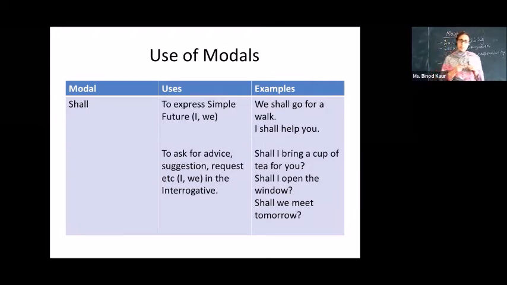And in bracket I have written IV, in the interrogative. Shall I bring a cup of tea for you? Shall I open the window? Shall we meet tomorrow? So to ask for advice, suggestion, request, etc. in the interrogative. Interrogative means where you have questions. You must know what are interrogative sentences, affirmative sentences, negative sentences. I'll see if I have slides of these sentences. I'll share. Okay, next slide.